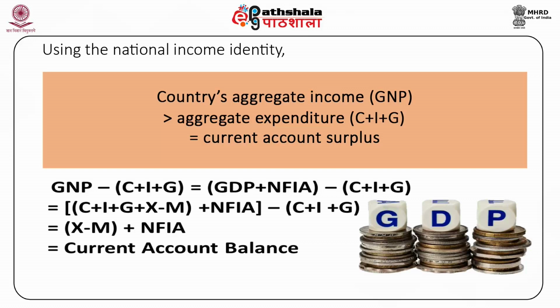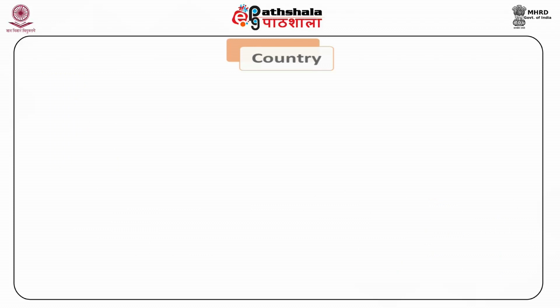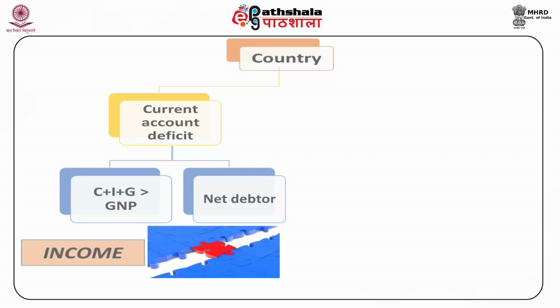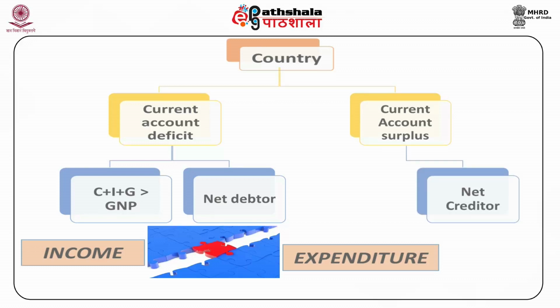The above identity indicates that a country with a current account deficit or surplus is one for which aggregate domestic consumption, which is C plus I plus G, exceeds or falls short of aggregate income. A country with a current account deficit is a net debtor as it has to borrow to bridge the gap between income and expenditure. A country with a current account surplus is a net lender. A current account deficit may be financed by borrowing from the rest of the world or by reducing holding of foreign assets.